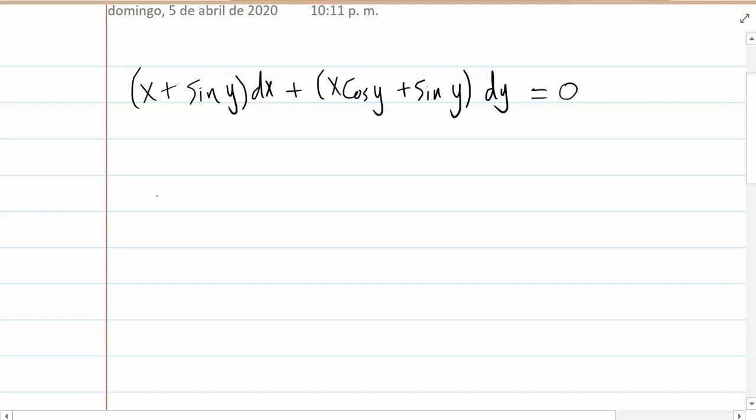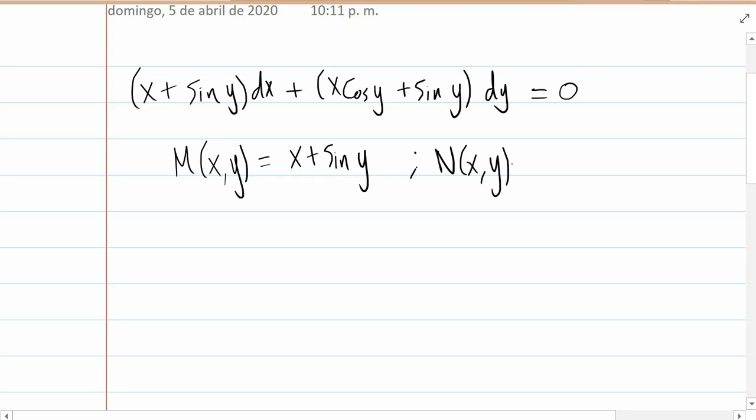This is the solution to question 2a from homework 3. Since we are dealing with the topic of exact differential equations, that will be the first attempt. So we're going to let M of x comma y be equal to x plus sine y, and N will be equal to x cosine y plus sine y.